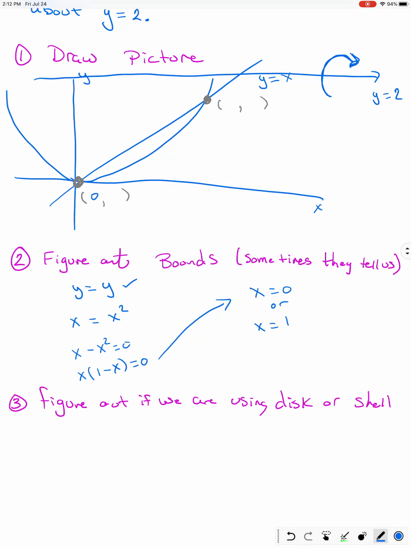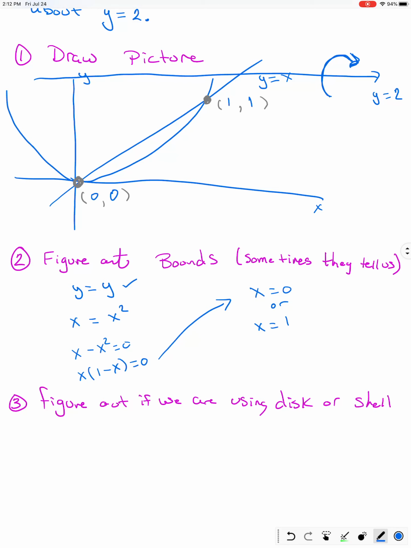Okay? So I can label that. When x is equal to 0, what's y? Well, when x is equal to 0, y is equal to 0. So that's my one point, 0, 0. And my other one, when x is equal to 1, what's y equal to? Well, y is equal also to 1. When I put them both into the functions, that's what I get. So I figured out my bounds.